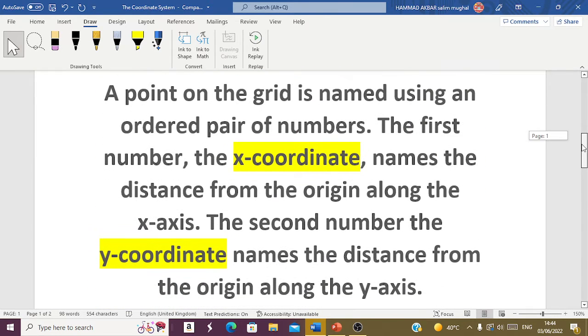A point on the grid is named using an ordered pair of numbers. The first number, the x-coordinate, names the distance from the origin along the x-axis. The second number, the y-coordinate, names the distance from the origin along the y-axis. So guys, the first number, the x-coordinate, names the distance, and the second, the y-coordinate, names the distance from the origin along the y-axis.